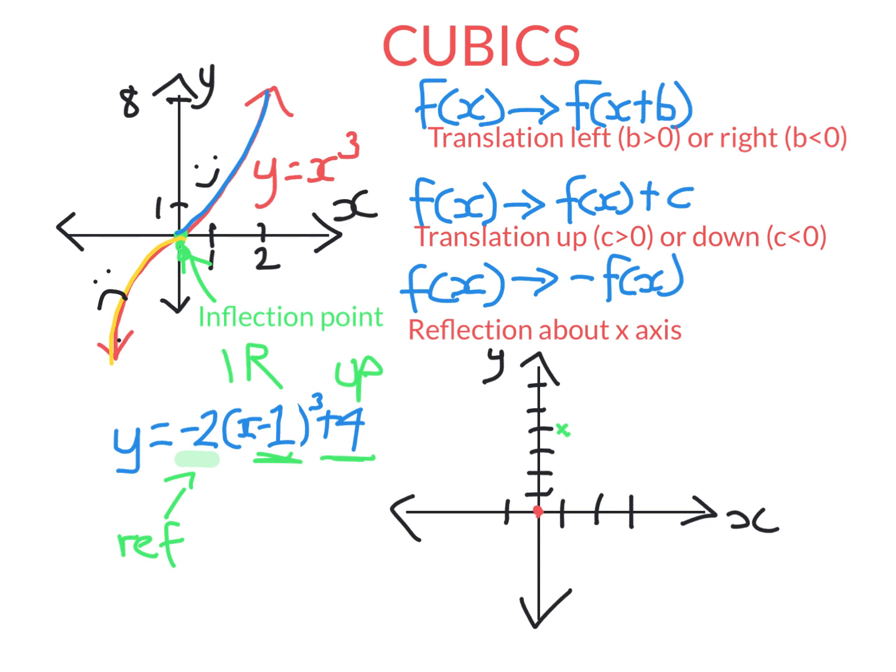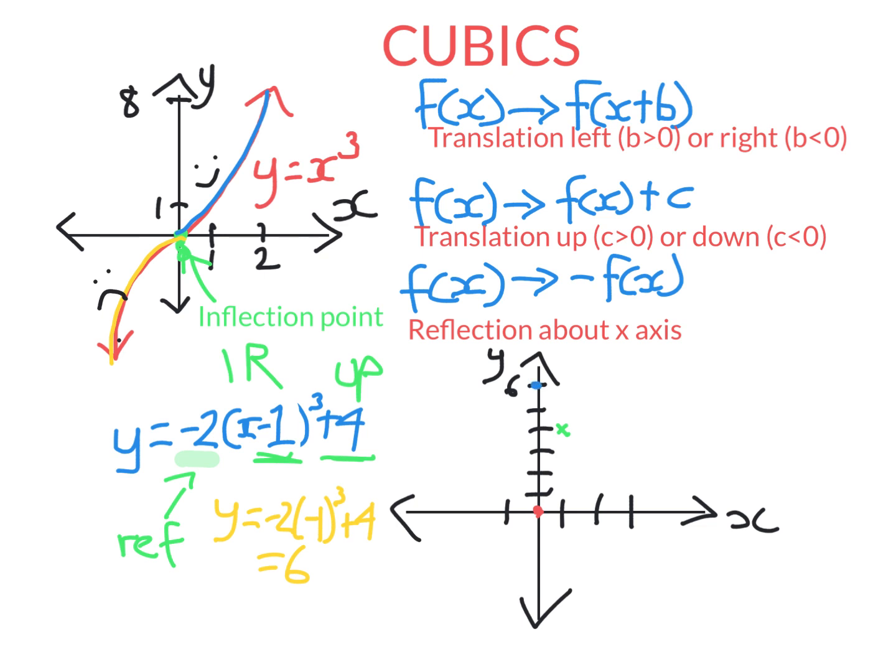Now, what we want to do is find the y-intercept, because that's not actually hard. To find the y-intercept, all you do is let x equal 0. So I would get y equals -2 times (0 minus 1) cubed plus 4. So I get positive 2, plus 4 is 6. The y-intercept here is 6, up here.